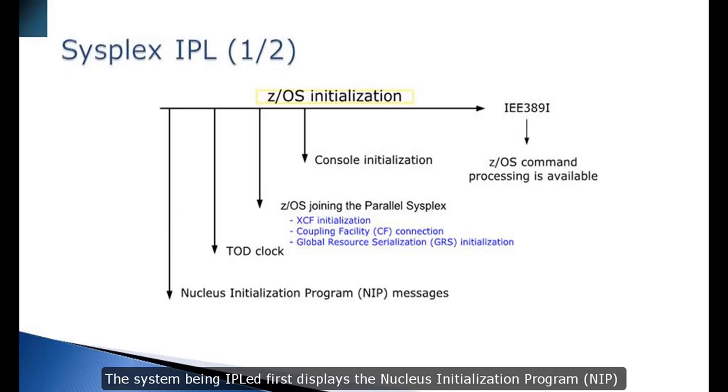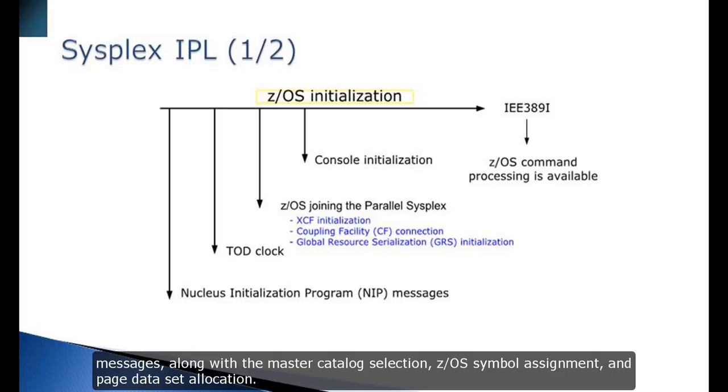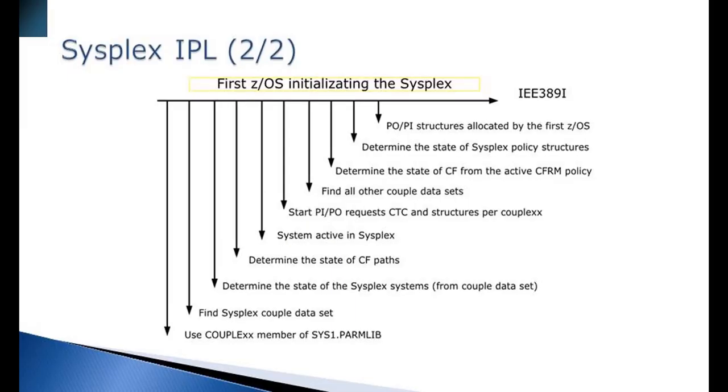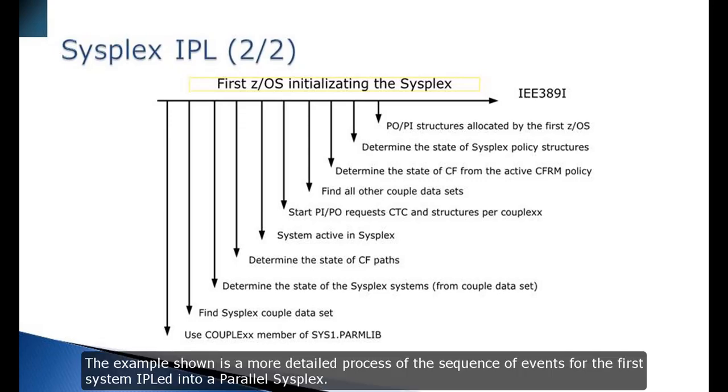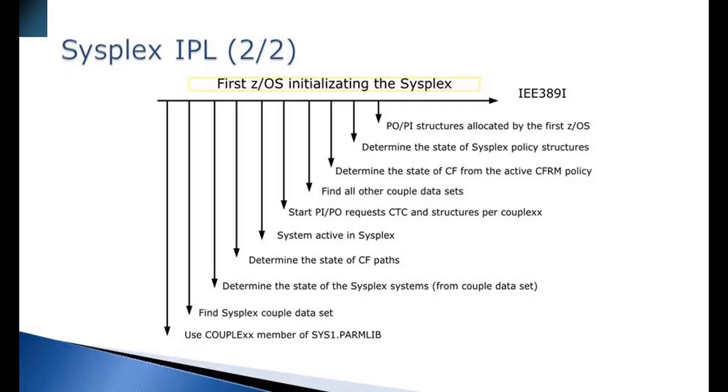The system being IPLed first displays the NIP messages along with the master catalog selection, z/OS symbol assignment, and page data set allocation. The example shown is a more detailed process of the sequence of events for the first system IPL into a parallel Sysplex.